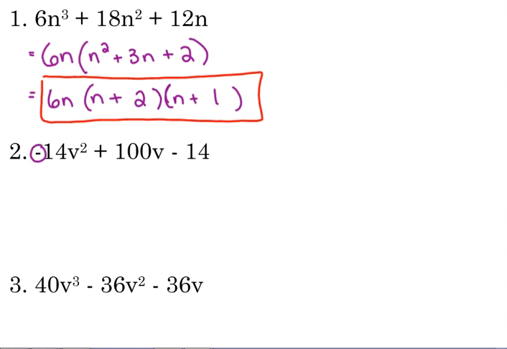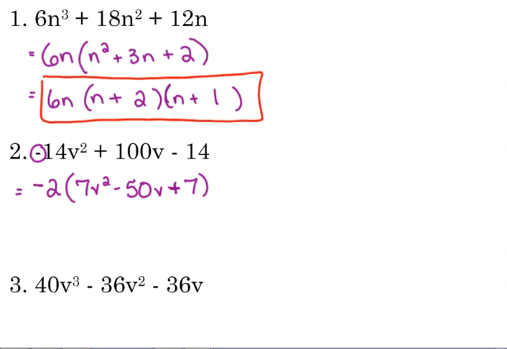But anytime that leading coefficient is negative, we want to take out a negative. Okay, so we're going to take out a negative. This time there was not a variable as a part of our GCF, so we're only factoring out a negative 2. So when we take out a negative 2, we're left with 7v squared. 100 divided by negative 2 is negative 50v, and negative 14 divided by negative 2 is positive 7.